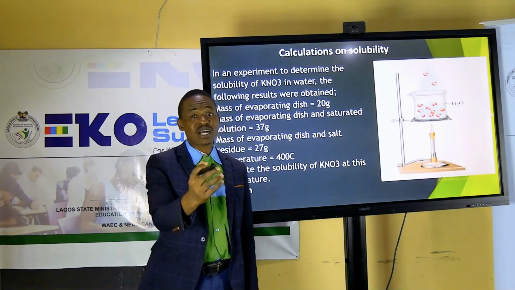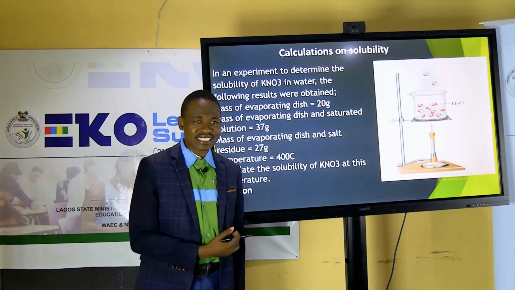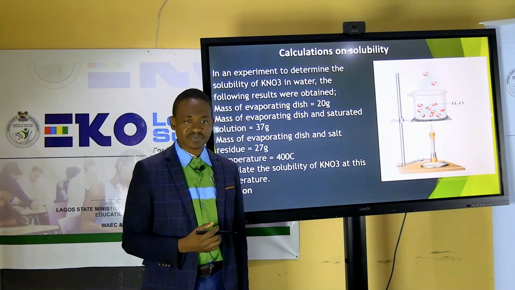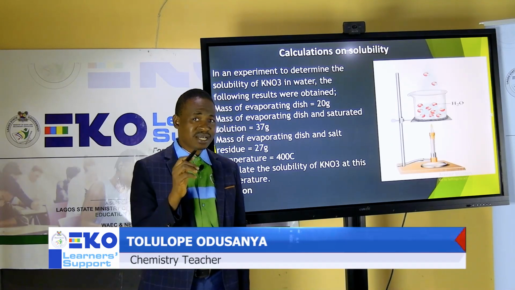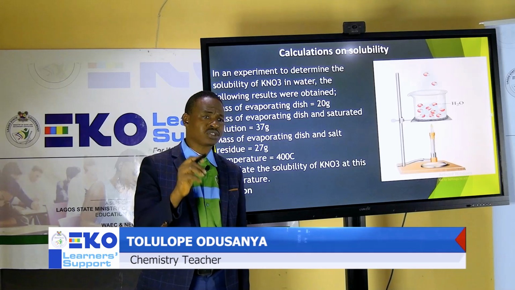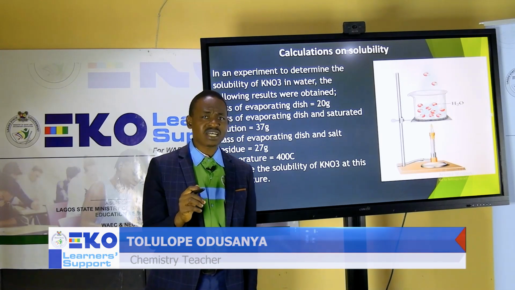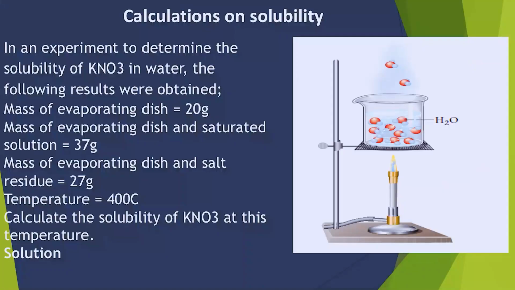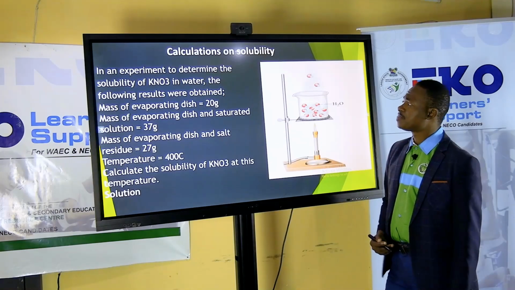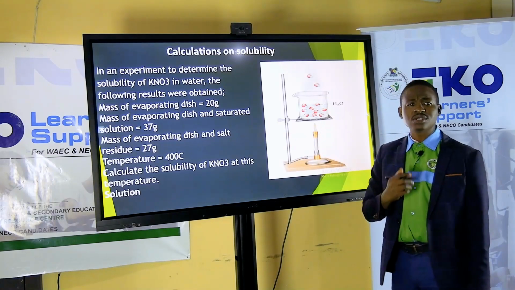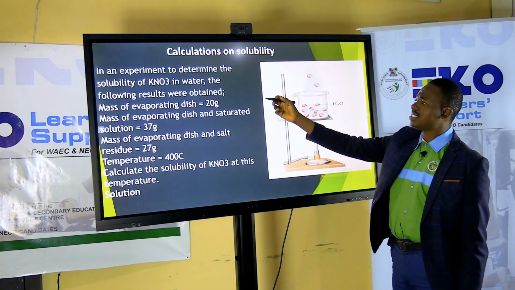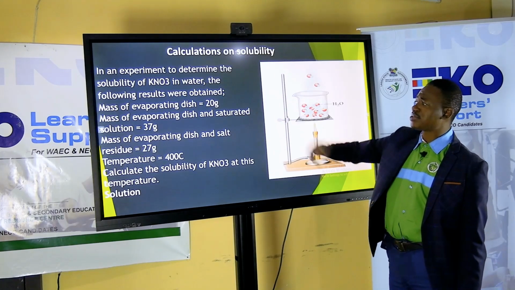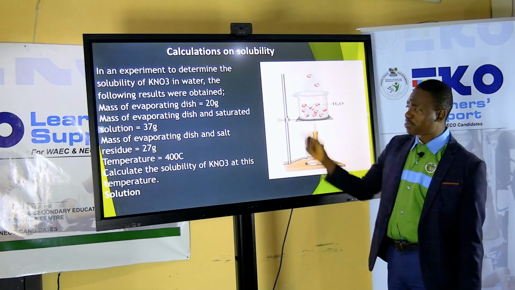Now, the activity we have to do together in the class. So we need to understand how the solubility equation looks like and how you can go about it. Remember that when you're talking about solubility, we are talking about the maximum amount of solute that you can dissolve in 1 dm cube of solvent at that particular temperature. Well done. So based on the questions on equilibrium, as you can see on the board, in an experiment to determine the solubility of KNO3 in water, the following results were obtained.